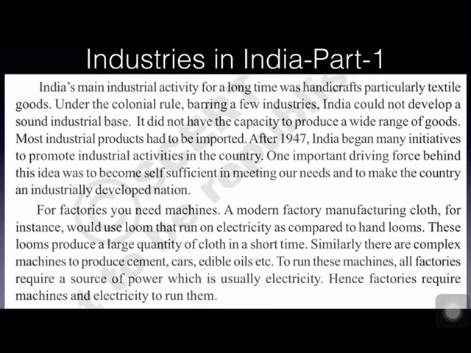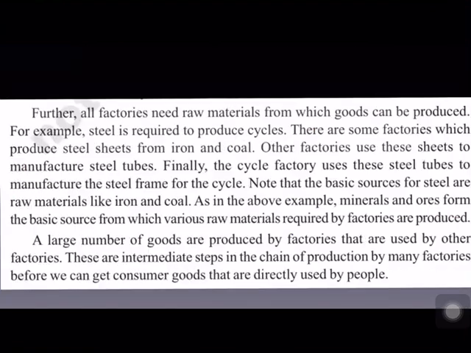For running the factories, we need machines. And for the machines to work, we need electricity. Now, the basic requirement for producing any type of goods is raw materials. For example, steel is produced from iron and coal. By using iron ore and coal, we produce steel.